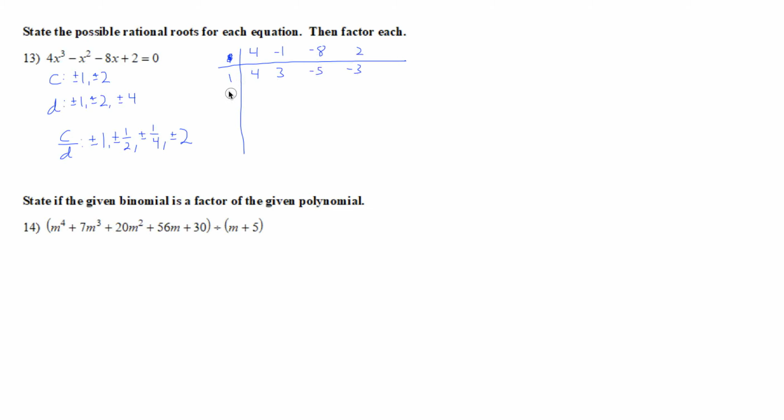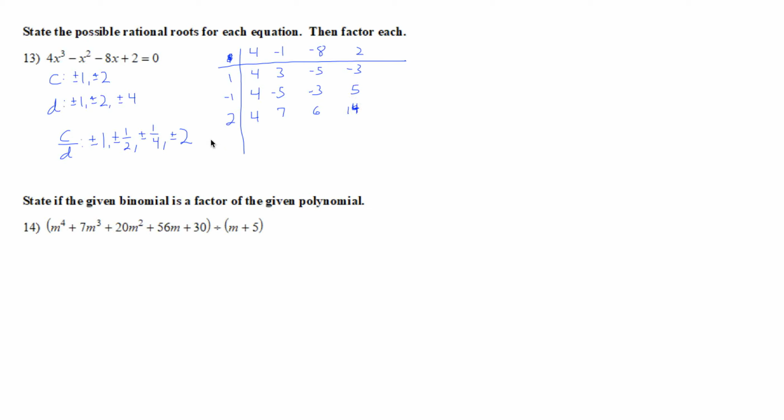Let's try 1. Sorry, we did that already. -1. Bring down the 4. -1 times 4 is -4. Minus 1 is -5. -1 times -5 is 5, plus -8 is -3. And -1 times -3 is +3, plus 2 is 5. Still didn't work. I'm going to go ahead and keep sticking with integers for now. So we're going to go to 2. You bring down the 4. 2 times 4 is 8, plus -1 is 7. 2 times 7 is 14, plus -8 is 6. 2 times 6 is 12, plus 2 is 14.